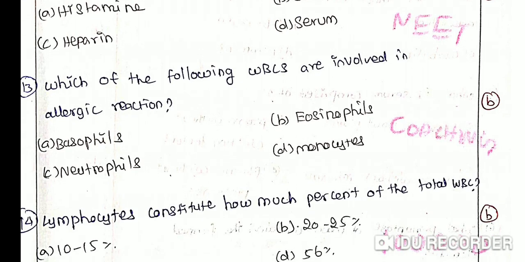Which of the following WBCs are involved in allergic reactions? Option A basophil, option B eosinophil, option C neutrophil, option D monocytes. The correct answer is option B eosinophils. Eosinophils resist infection and are also associated with allergic reactions. Neutrophils and monocytes are phagocytic cells which destroy foreign organisms entering the body.